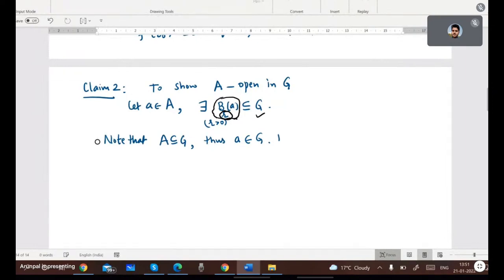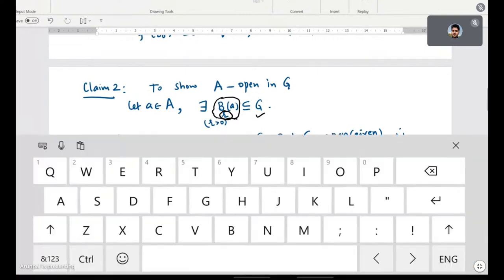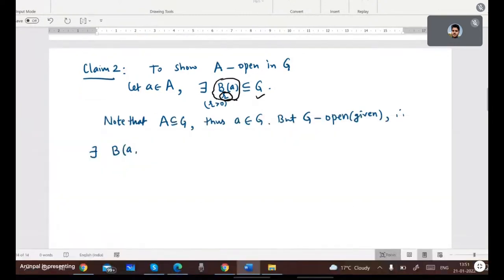But class, don't forget, we are given that G is open. If you remember, in the statement of the theorem, we are given that G is both open and connected. Yes or no? Therefore, using the definition of an open set, there exists a ball around A fully sitting inside G. Is this okay, class?